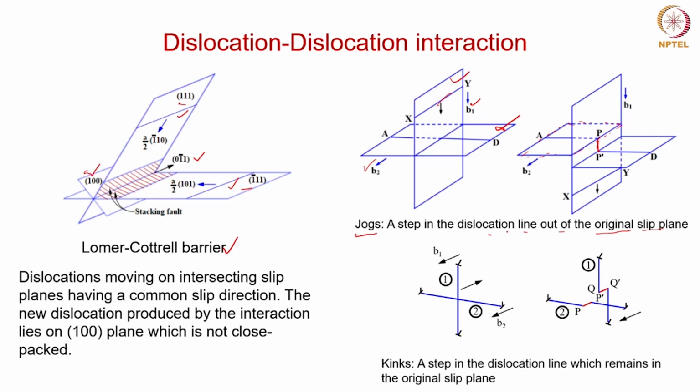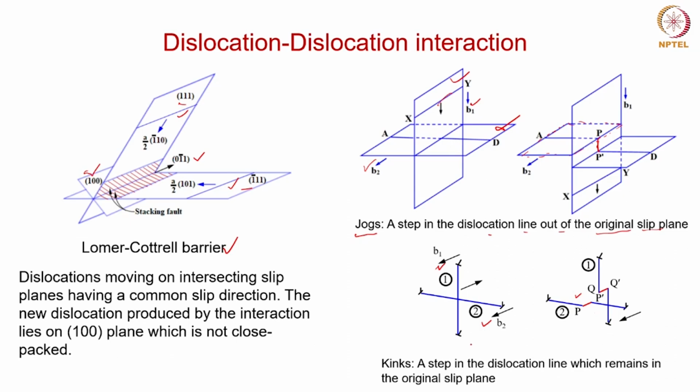Now consider this. Here also we have two edge dislocations, 1 and 2, one with a Burgers vector B1 and 2 with a Burgers vector B2, and these are moving in the opposite directions. So as they meet at a particular point, here you can see in both the dislocations a step is created, right? But in this case, you could see that the step is lying on the original slip plane, okay, for both of the dislocations.